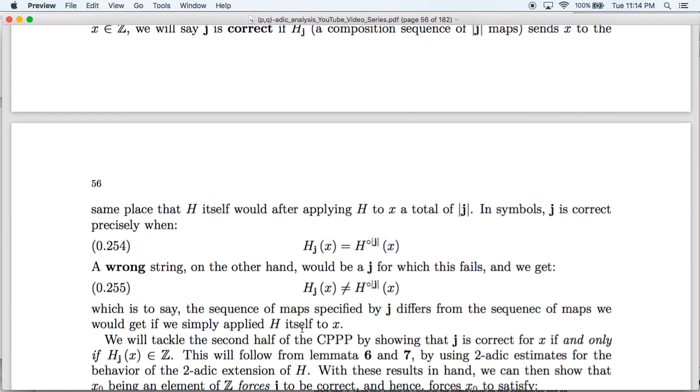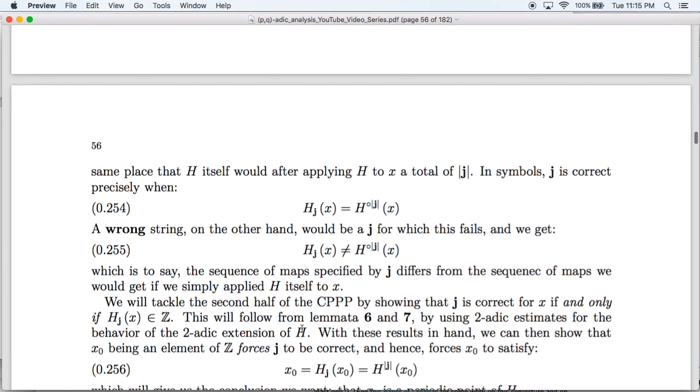Once we have this idea of correctness, we're going to proceed by the following argument. We're going to show that j is correct for x if and only if H_bold j sends x to an integer. That is to say, the correct string to pick is whichever string will get you to an integer output. In particular, we're going to show that if you do not have the correct string, you will never be able to get to an integer output. Moreover, this follows by showing that once you arrive at a non-integer output, you will never be able to return to an integer by further applying the branches of H.